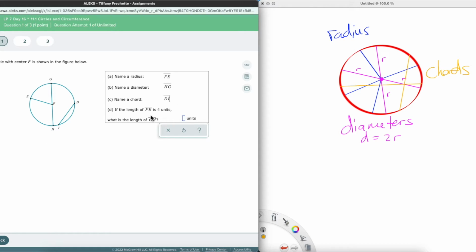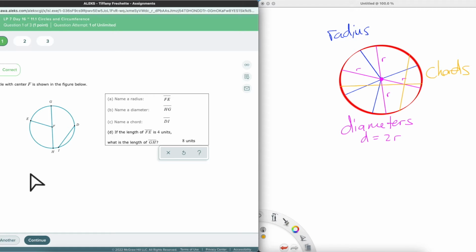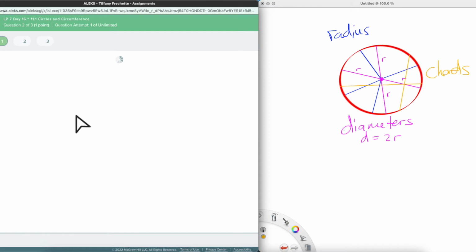If the length of FE is 4, so this radius is 4, what is the length of GH? Remember, all radii are the same. That's what a circle is. All the points are the same distance from the center. That's how we do a circle. All of them the same distance away. So all radii are going to be the same length. That means that if this is 4, then FG is 4, and FH is also 4. So 4 plus 4 gives me 8. Just applying the basic rule there, that a radius is half a diameter, or a diameter is 2 of the radii. Okay, so let's look at the next one.